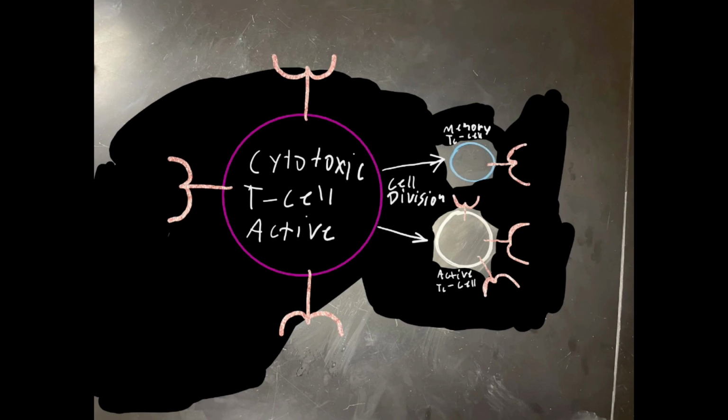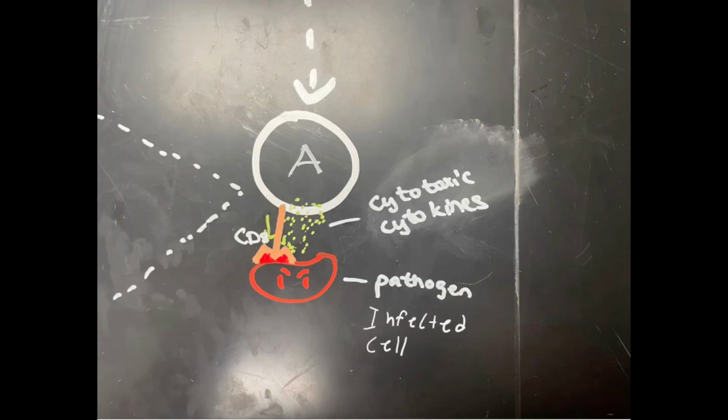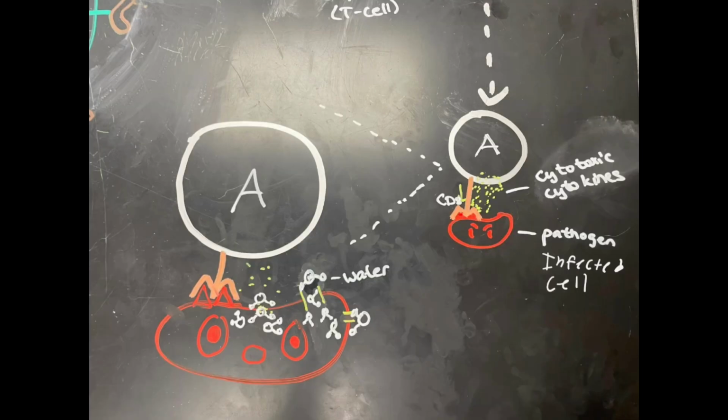Memory cytotoxic T cells remain in the organism to be activated if the same type of pathogen enters the body later in time. Once the active cytotoxic T cell locates the pathogen-infected cell, it binds to the pathogen-infected cell with the CD8 receptor and releases cytokines such as perforins, granzymes, and granulysin, which work to destroy the pathogen-infected cell.